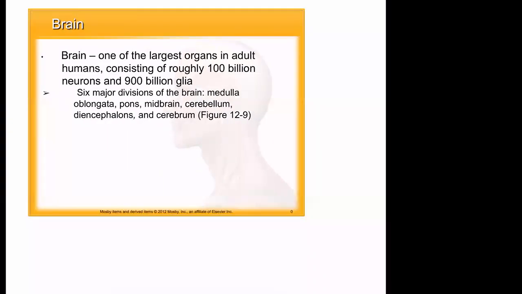The brain. The brain has lots and lots of neurons, 100 billion, give or take. But if there's a lot of nerve cells, neurons, there's even more, almost 10 times as many, of the supporting cells, the neuroglia cells.